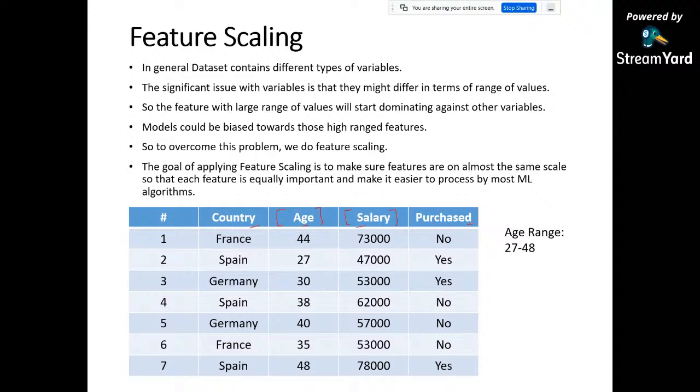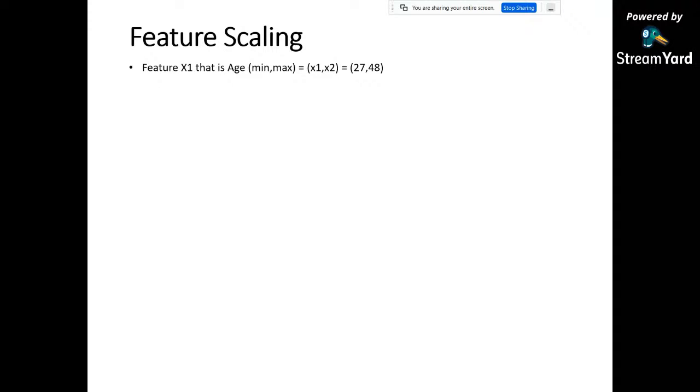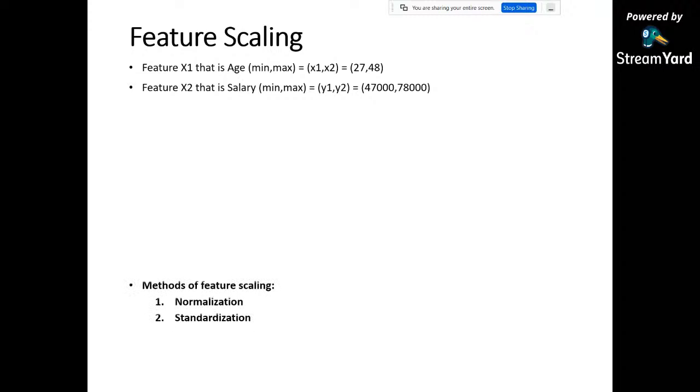Here, the age column has a range between 27 and 48, so 48 is the maximum value and 27 is the minimum value. The salary column has a range between 47,000 and 78,000, so the maximum value is 78,000 and the minimum value is 47,000. Let's call age feature x1 with its min and max values, and x2 the salary column with min and max values 47,000 and 78,000. Okay, so what problem may occur? There are certain algorithms which are distance based, like k-means and the k-nearest neighbor algorithm, where we calculate the distance between different features, right?